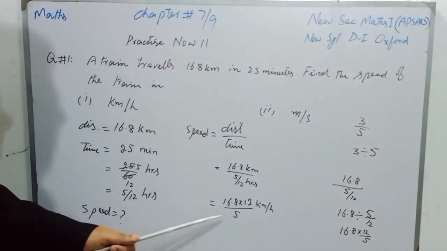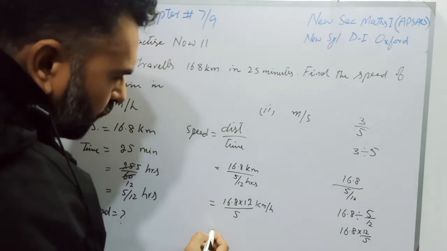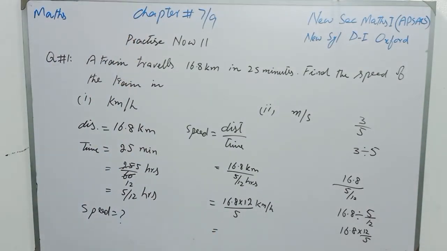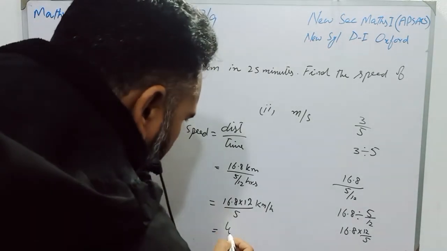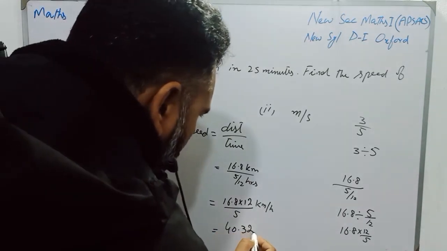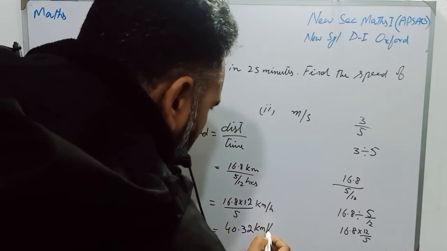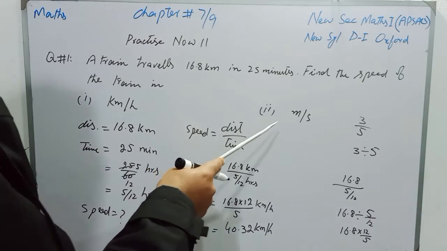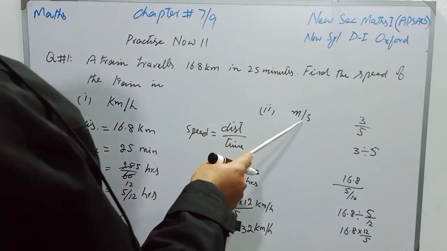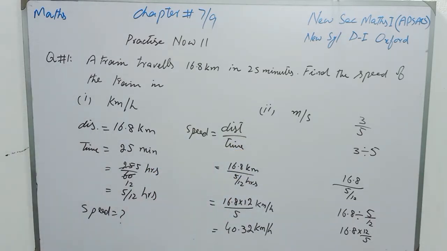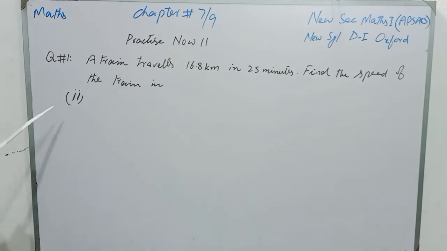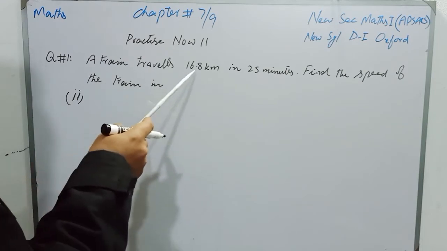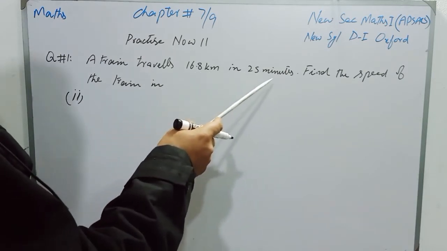Now students, we will use a calculator to find the speed. So students, speed is 40.32 kilometer per hour, and it is the answer of the first part. Now students, we will find the speed in meter per second. In the second part we have to find the speed of the train in meter per second.